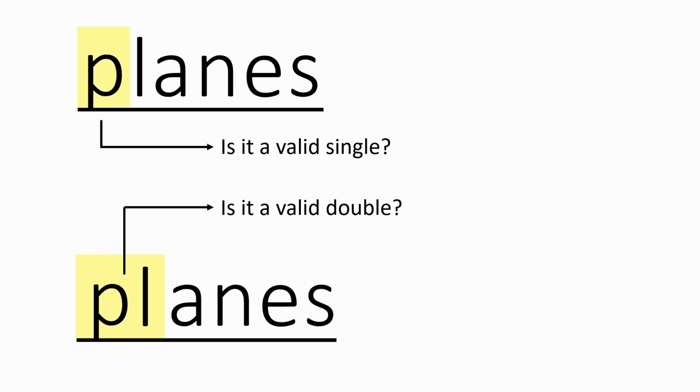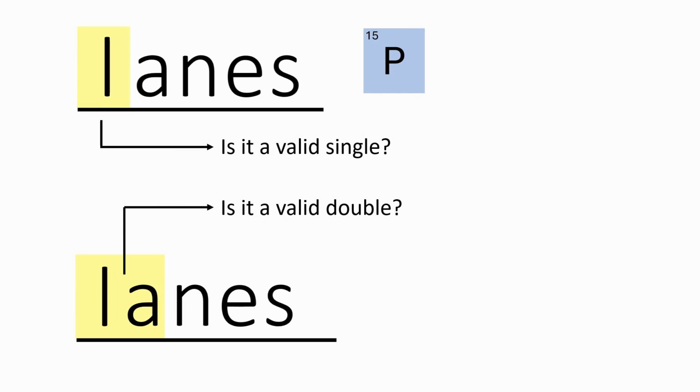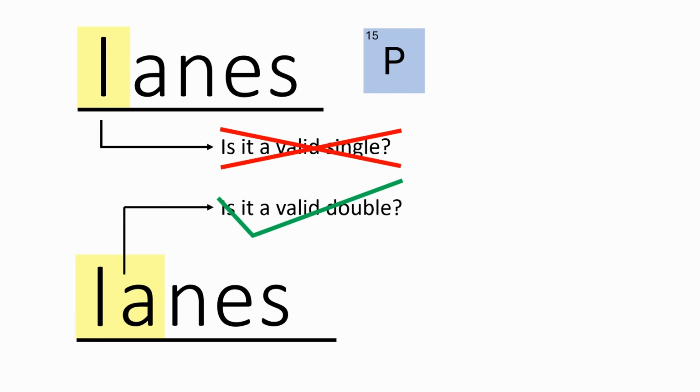And basically, we look through them. So we have to check if the first letter exists as a single on the periodic table, and if the first two letters exist as a double on the periodic table. If we find that either a single or a double fits, then we just get rid of that part of the word and continue the procedure on the rest of the word.